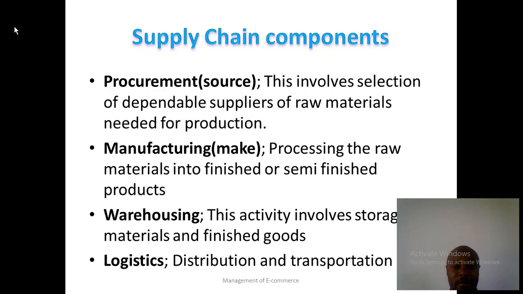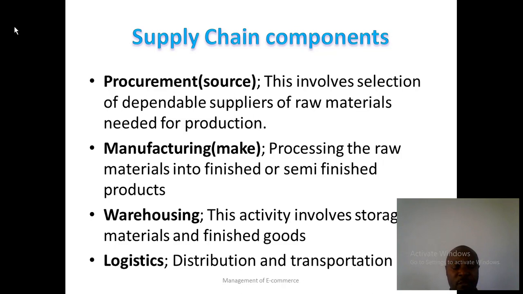When the products are manufactured, sometimes there is no ready demand for these products, which means there is need for warehousing. Warehousing involves the storage of either raw materials or finished goods before they are used. The fourth component is logistics, which includes distribution and transportation.